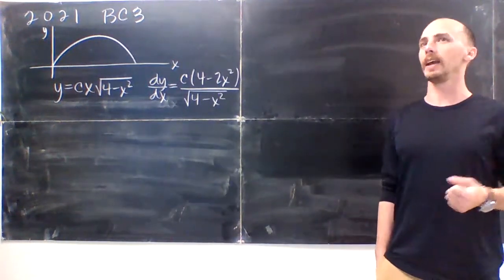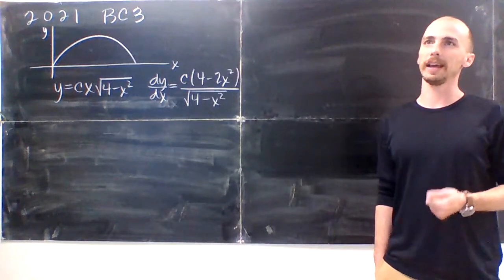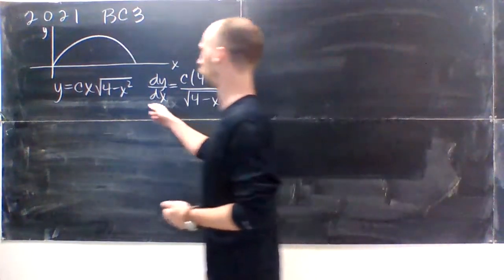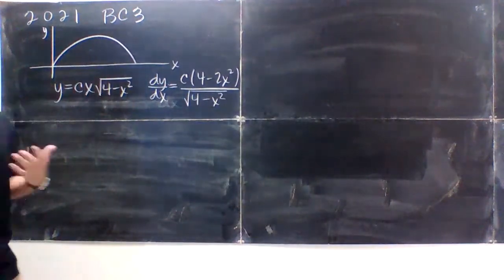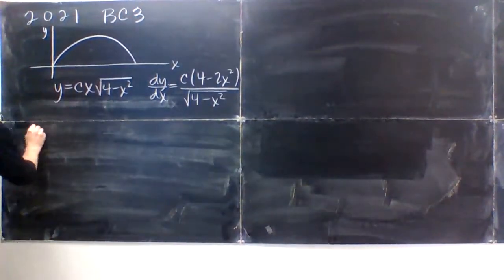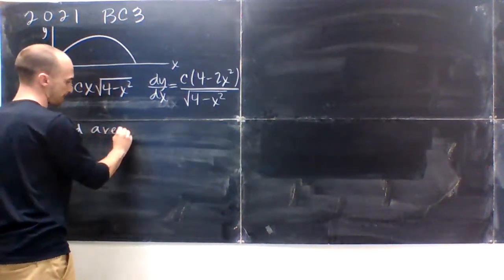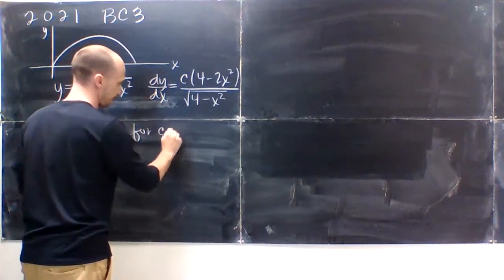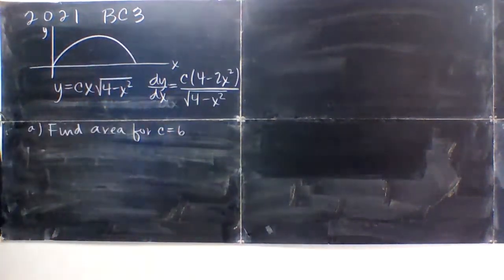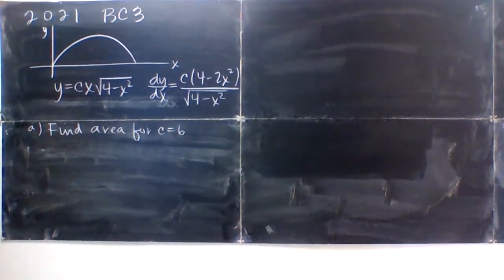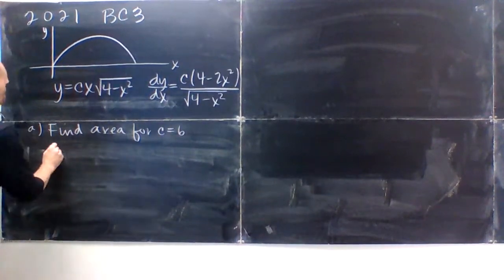So, find the area of the region in the first quadrant bounded by the x-axis and the graph of this. Find this area for c equals 6. Okay, maybe I'll copy that down. Okay, we can do this. So what we're going to do is say that this is going to be the integral.